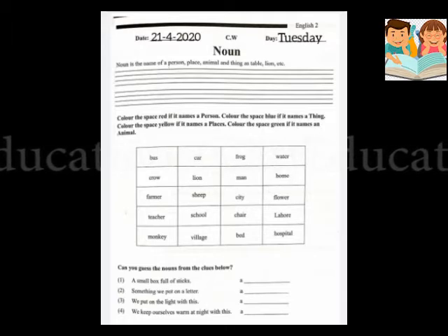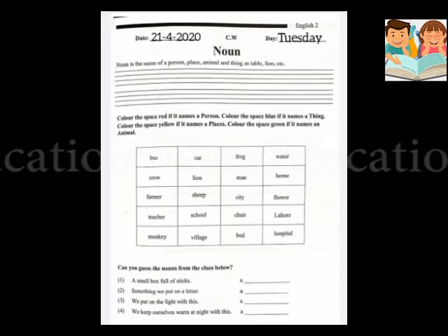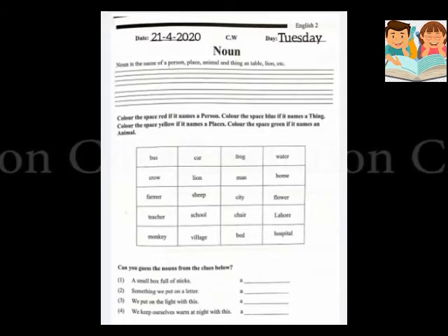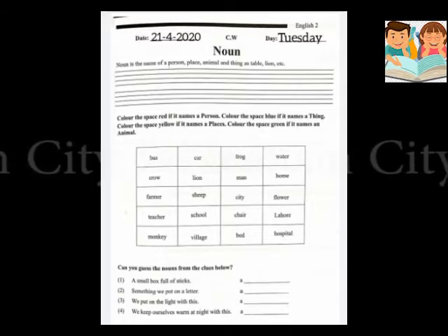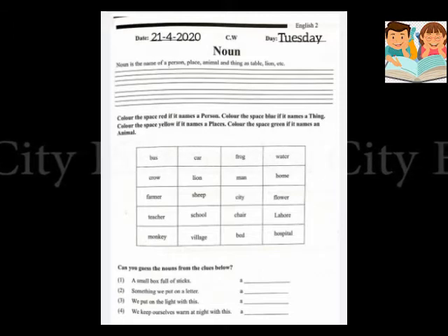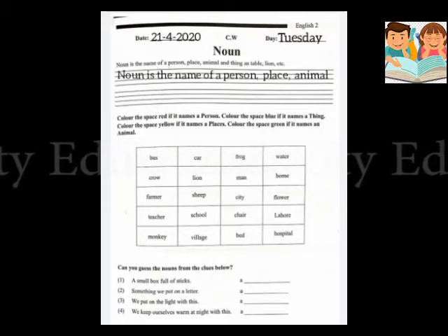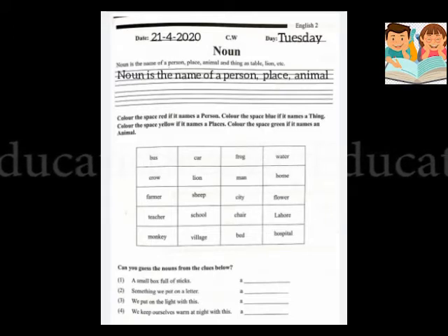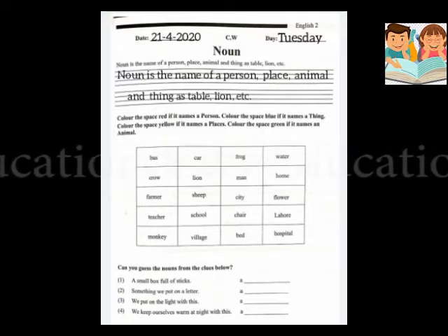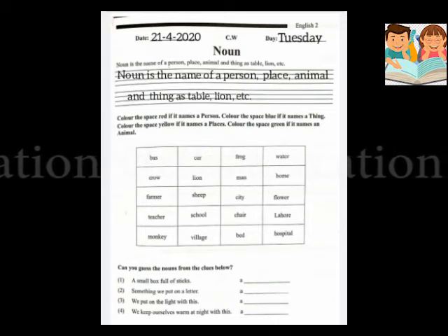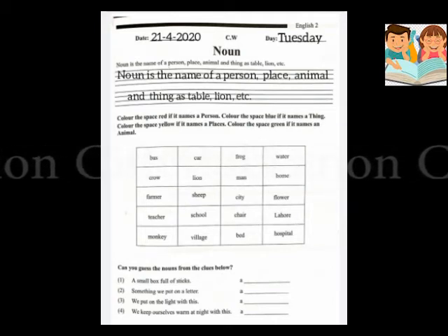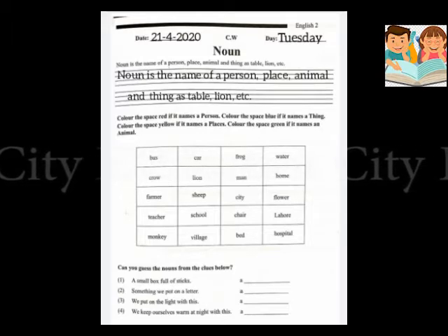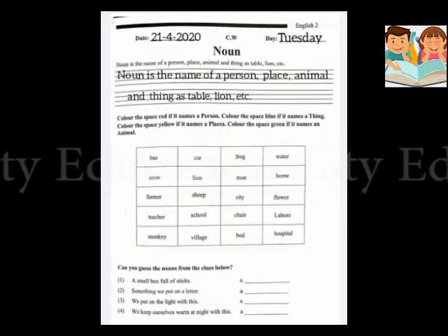So, students, you have to write the noun's definition here as it is already written above the lines. As it is written above, a noun is the name of a person, place, animal and thing, such as table, lion, etc. So you have to write it down here on the lines. Good.